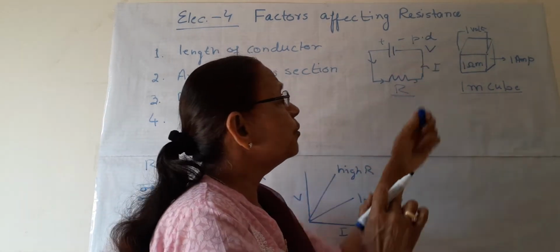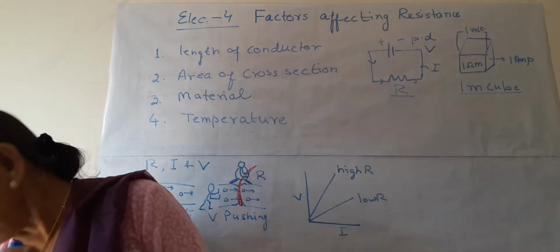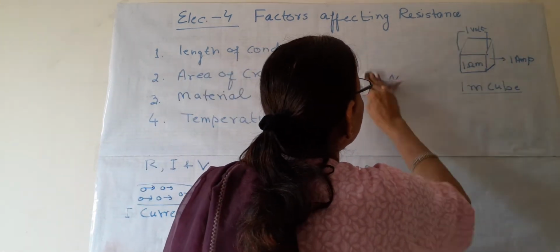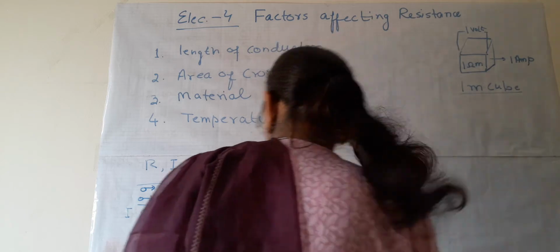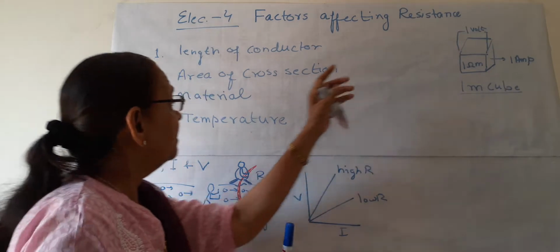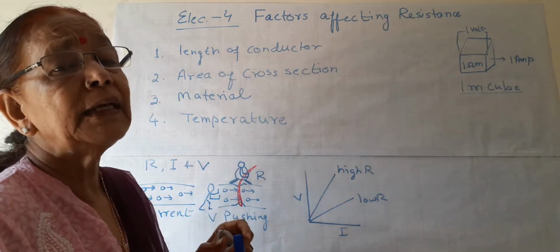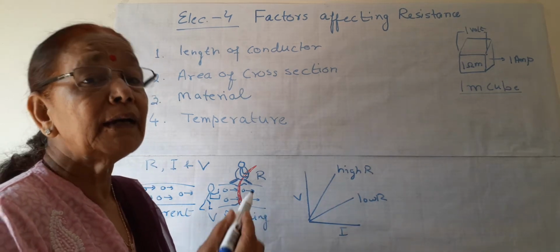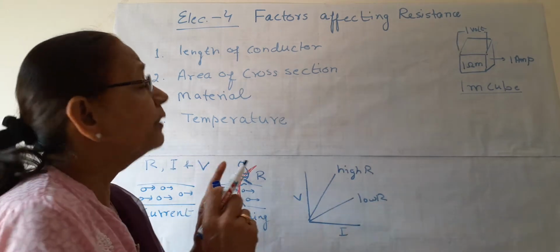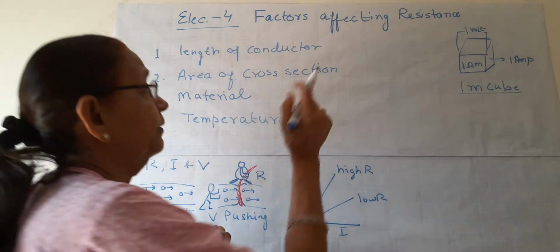Then if these two are not affecting the resistance, who is affecting the resistance? There are some properties or some situations which can affect the resistance. What are these? I have listed here. There are 4 things which can change or affect the resistance of a conductor of an electrical circuit. What are these? First is length of conductor.